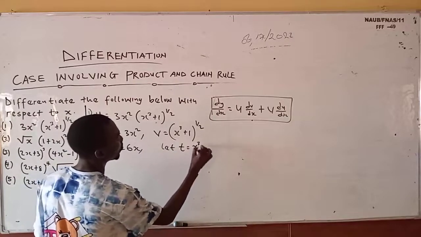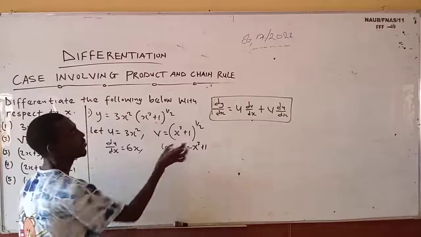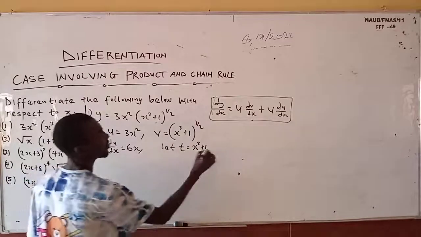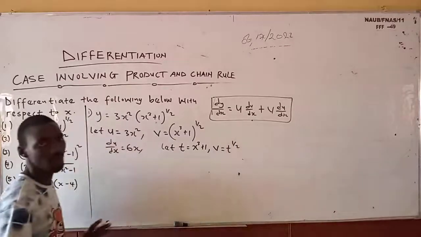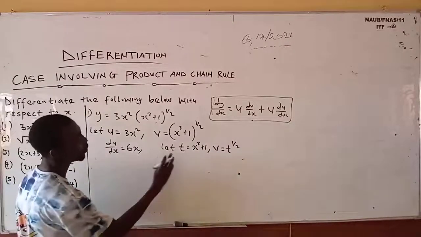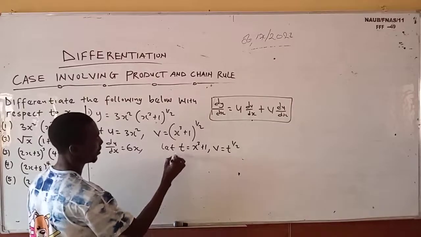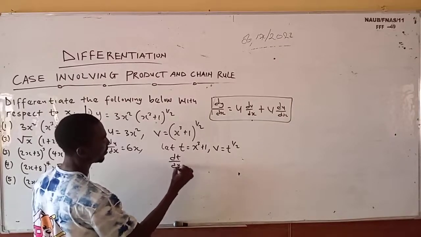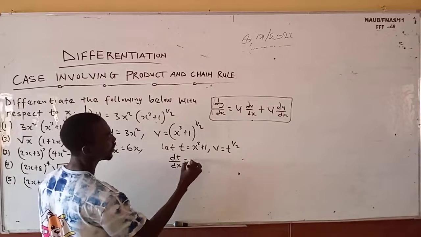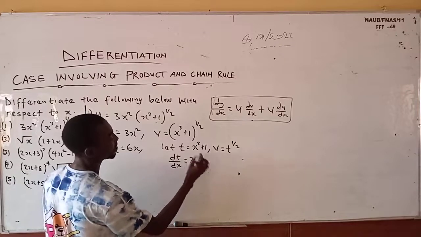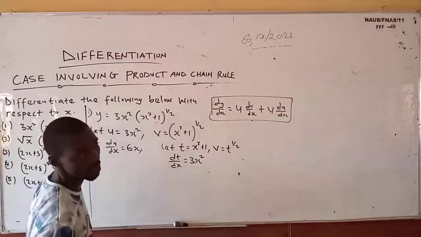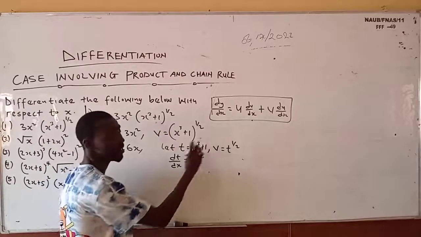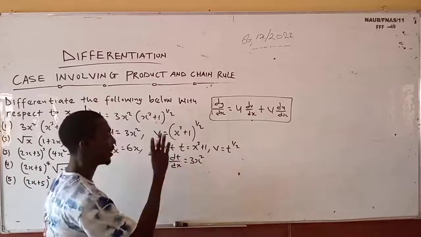Now I will say let t equals s cubed plus 1. Now, if t is equal to this, then it means that v will be equal to t to the power of what? Half. You get that? So now we are going to differentiate t with respect to s. The dt/ds will be equal to, if you differentiate this, you are going to have 3s, then subtract 1, you get 2. If you differentiate 1, it is what? 0. Why is it 0? Because it's not having s. So that is a constant.